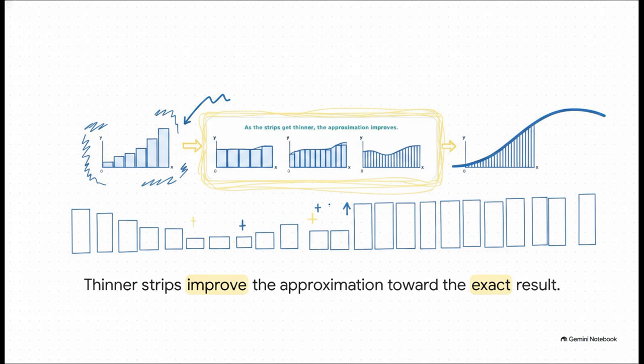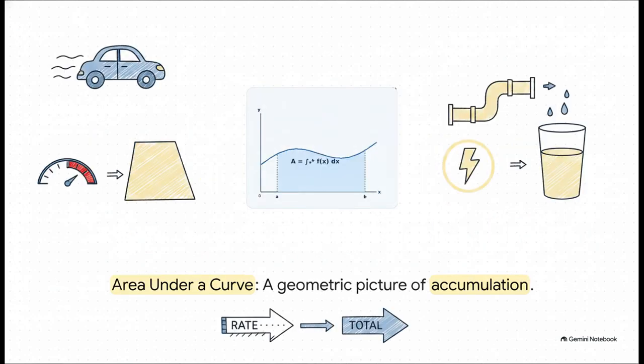By taking this concept to the absolute extreme, literally by making those strips infinitely thin, your approximation stops being a guess. The errors vanish completely. It formally approaches the exact, perfect, completely unarguable mathematical result. This incredibly elegant process leads us to one of the most practically useful meanings of a definite integral, the area under a curve. This is just a brilliant geometric picture of accumulation.